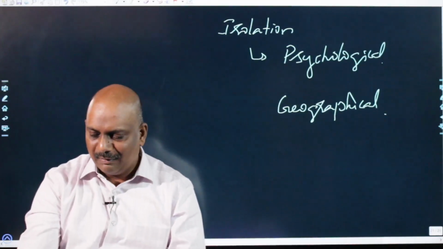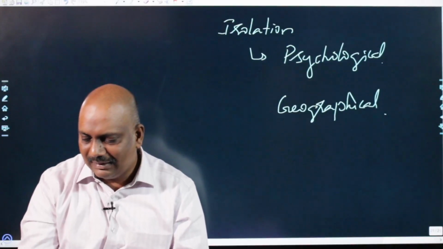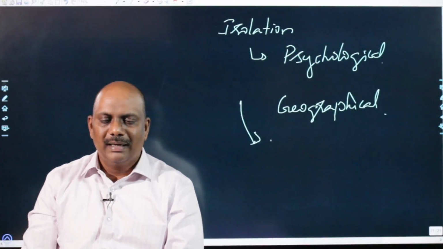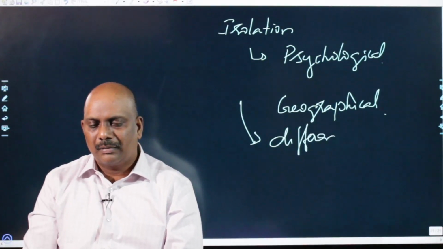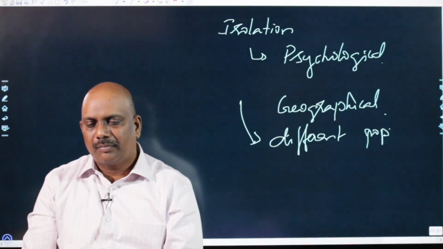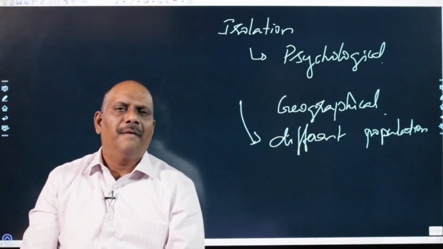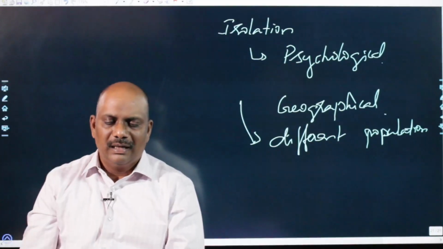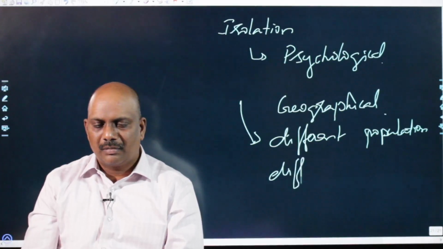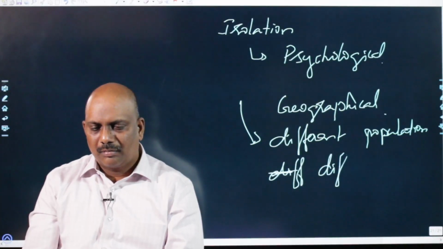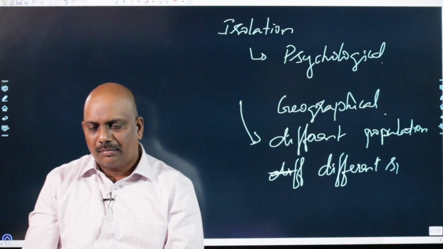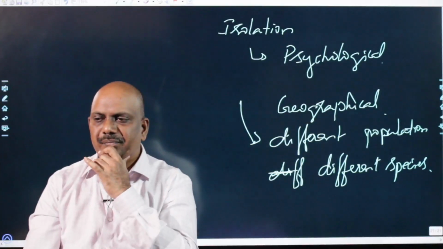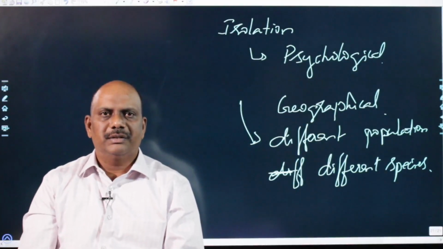This is what the synthetic theory of evolution wants to explain. So guys, this is sufficient. Further, all the five factors may lead to produce a different population. And with the passage of time, the differences may become so prominent that we can call this a different species.